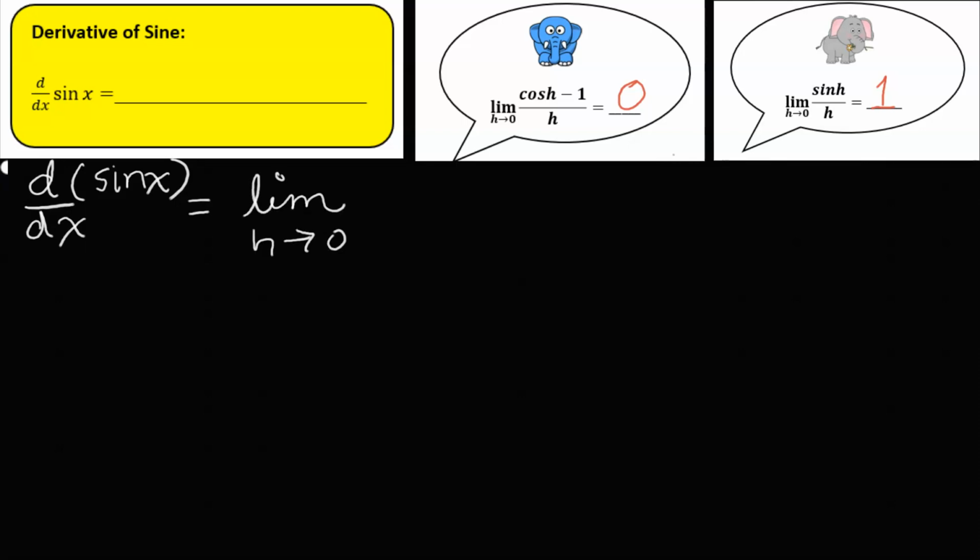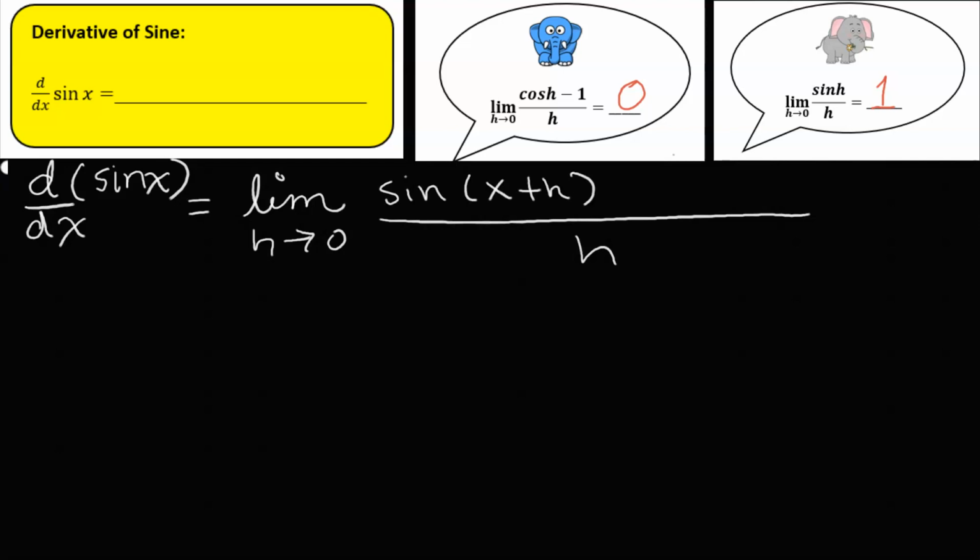If you're sitting here wondering where that comes from, I want you to go ahead and make a table of values or look at the graph of these functions and convince yourself that these are 0 and 1. The question at hand is, what is the derivative of sine of x? By definition, the derivative of sine x with respect to x is the limit as h goes to 0 of sine of x plus h minus sine of x, all over h.